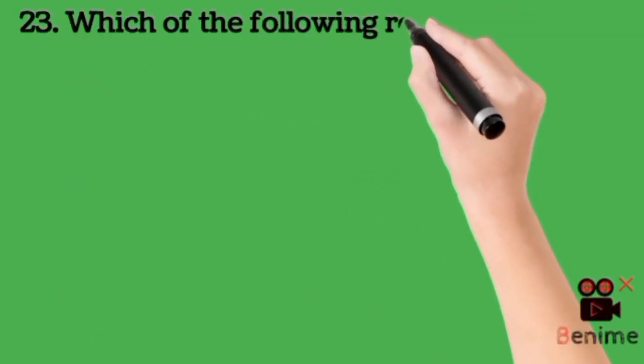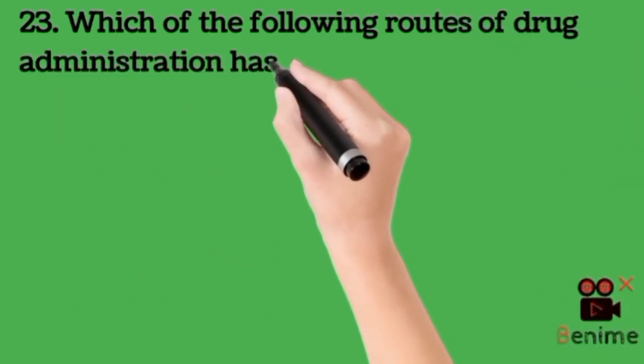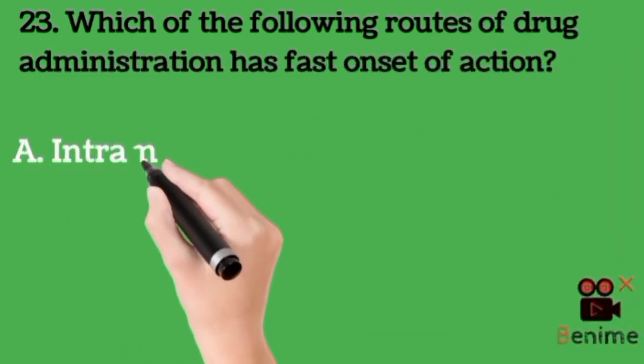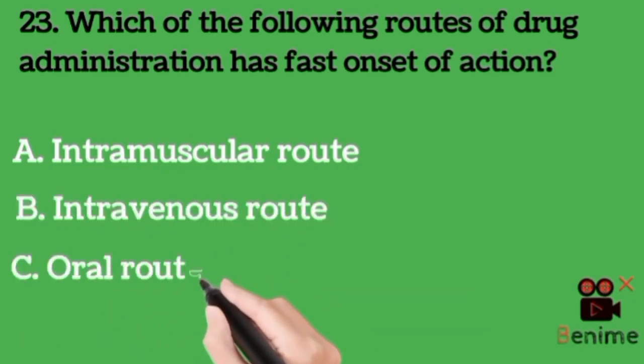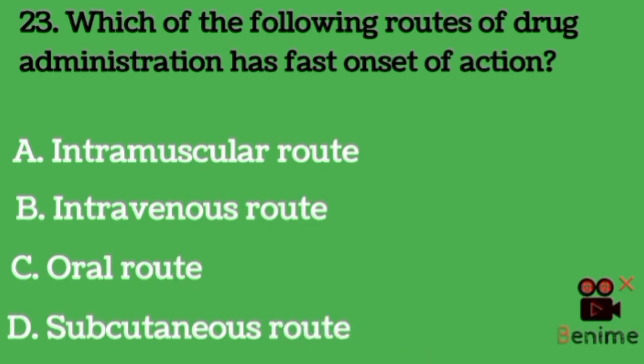23. Which of the following routes of drug administration has fast onset of action? A. Intramuscular route. B. Intravenous route. C. Oral route. D. Subcutaneous route.